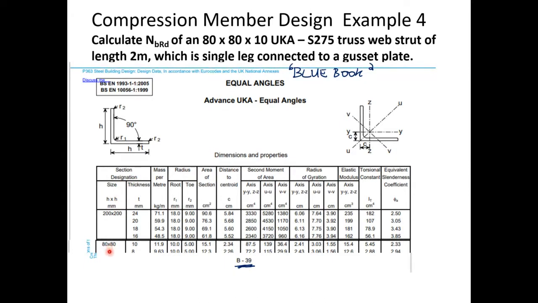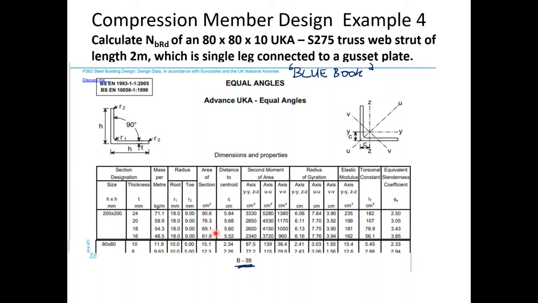I go all the way down and I get to the 80 by 80 by 10, which is the section that we're designing for. It tells me that it's 11.9 kilograms per meter, so every meter of this section I have is 11.9 kilograms. So I've got 2 meters of this section, so that's going to be 23.8 kilograms in total weight of steel, which will be maybe €2 or €2.50 per kg, so that'll tell us how much it's going to cost us to buy it. We have the r1 and r2, the two radii.